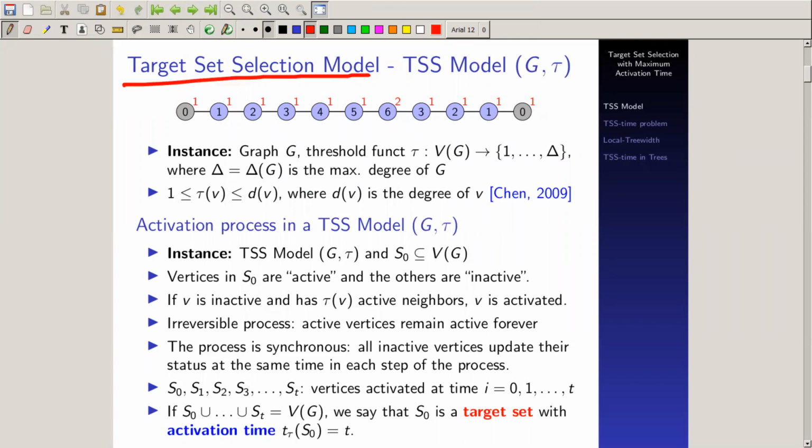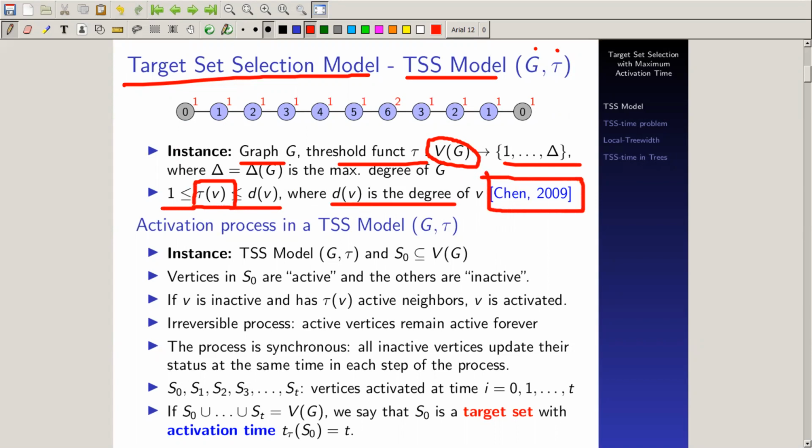In the target set selection model, TSS model for short, we are given a graph G and a threshold function tau, which associates a number to each vertex of the graph. The threshold of any vertex, tau of v, is at least 1 and at most d, the degree of the vertex, as defined by Chen in 2009.